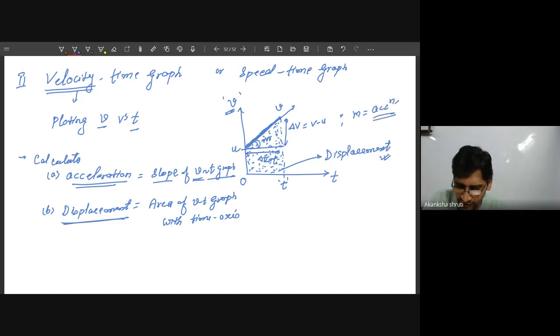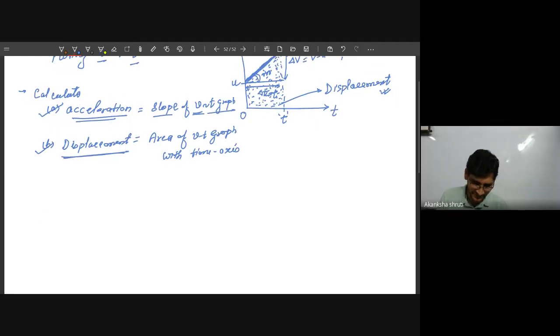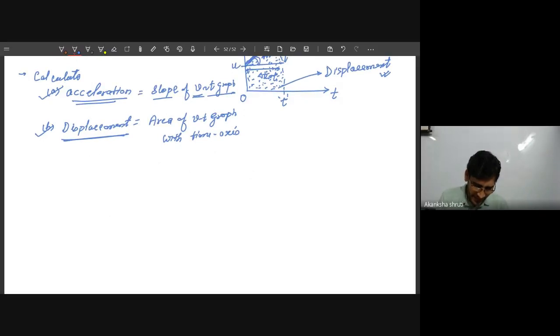So these are the two things. This m, how is this m calculated? M is calculated by taking the ratio delta v by delta t. Okay, it is like this. So this way the significance of the velocity time graph is that from this we can calculate the acceleration, we can calculate the displacement.